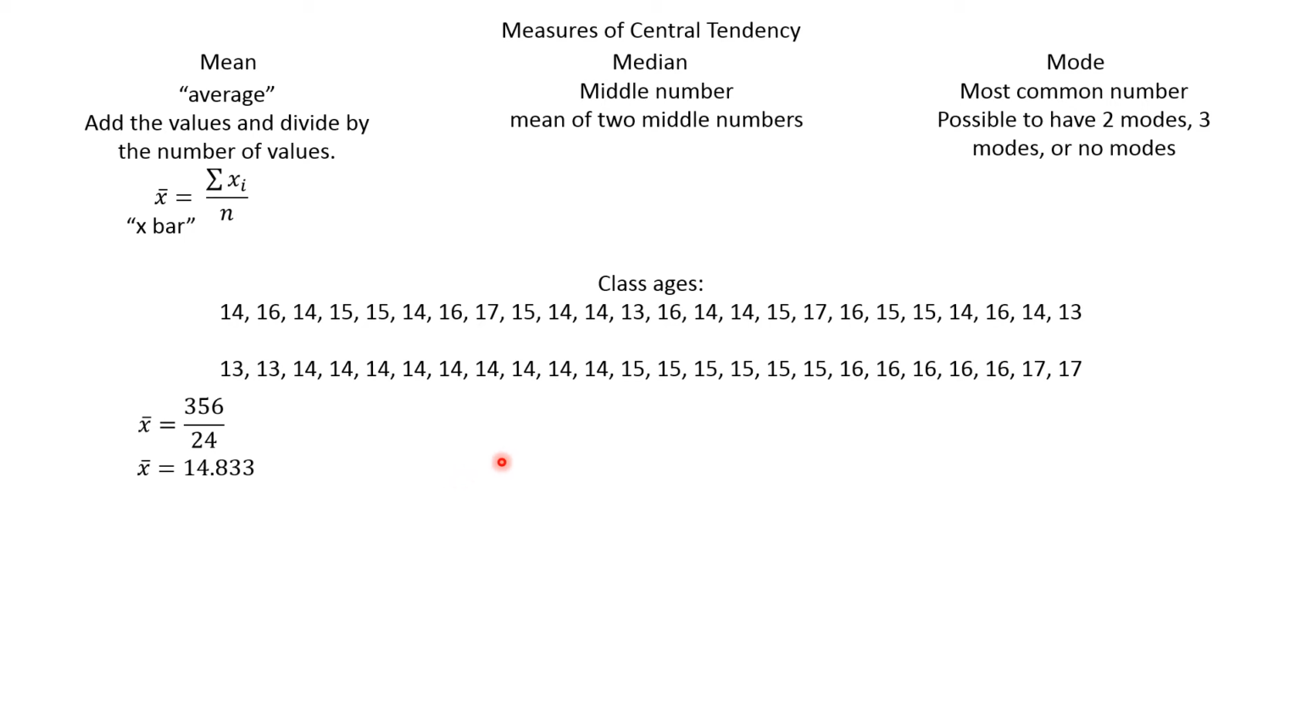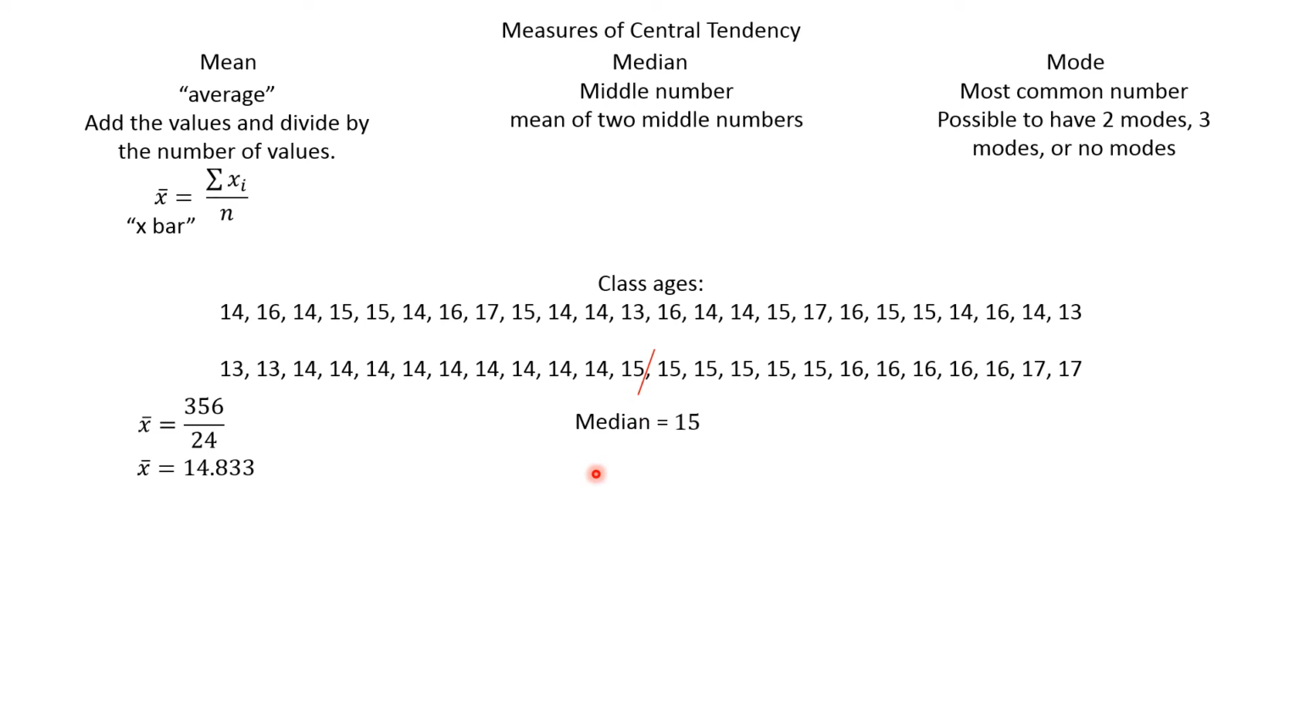For the median, we just have to figure out where the middle number is. We know there's 24, so if we count to 12, 1, 2, 3, 4, 5, 6, 7, 8, 9, 10, 11, 12, it'll be in between the 12th and 13th number. So there's 12 numbers here, 12 numbers here. So the middle number is the average, the mean of 15 and 15, which is in fact 15.